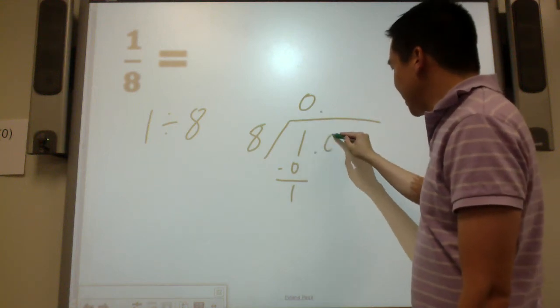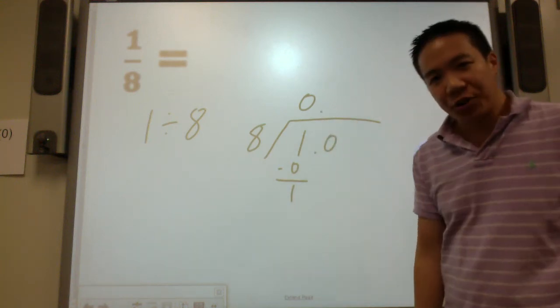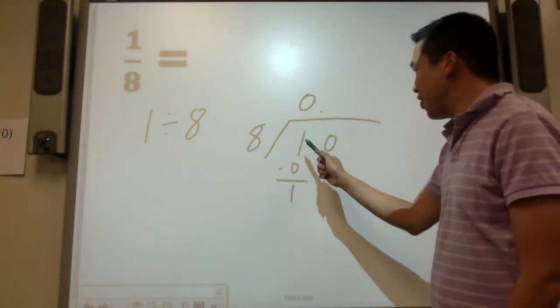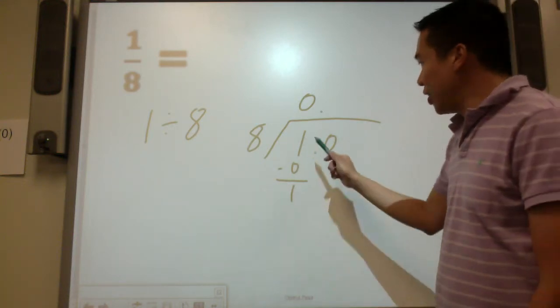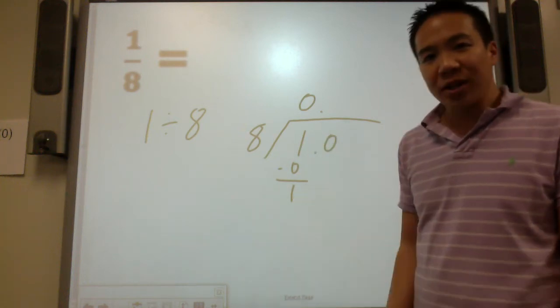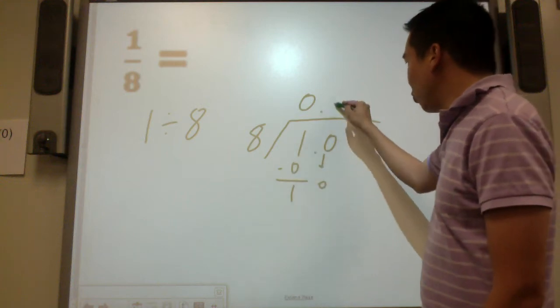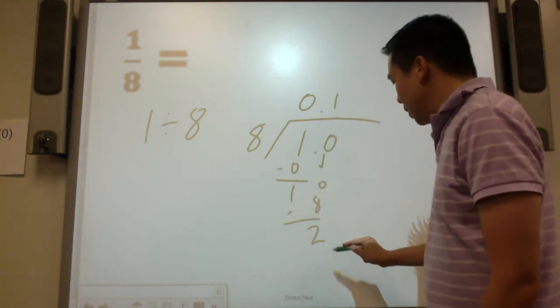Add a 0.0. Did you know 1.0 does not change the value of this 1? That's why, if you add extra zeros here, make sure you add a point so it doesn't change its value. Now bring down 0. How many groups of 1 go in 10? 1 time. 2 is the remainder.